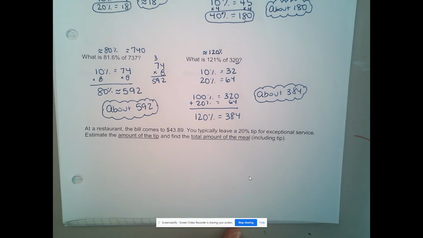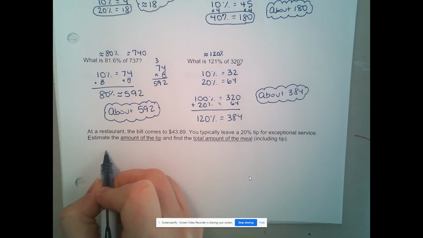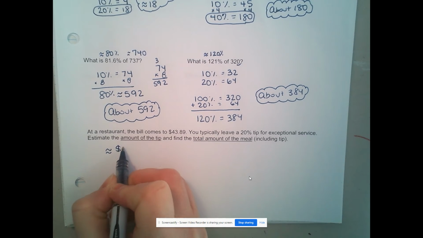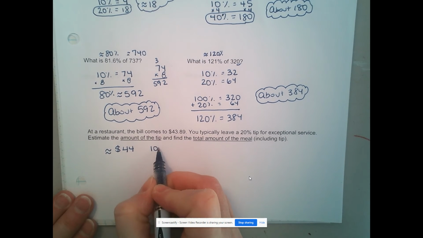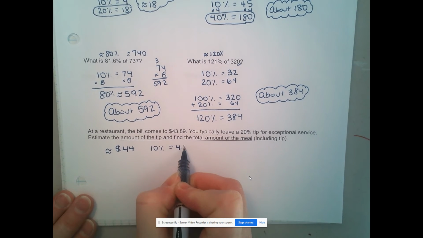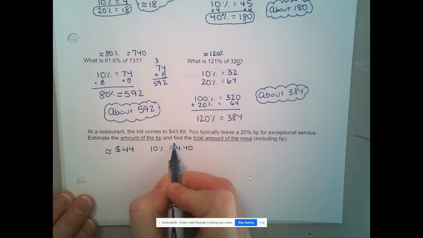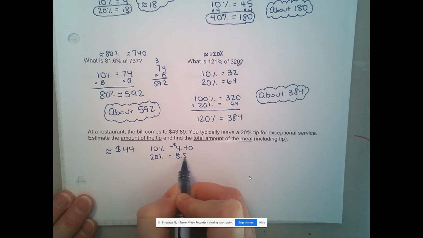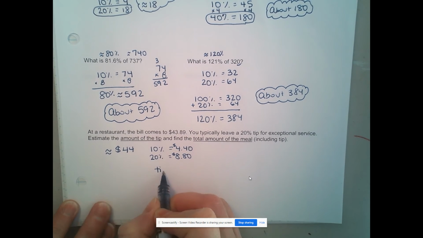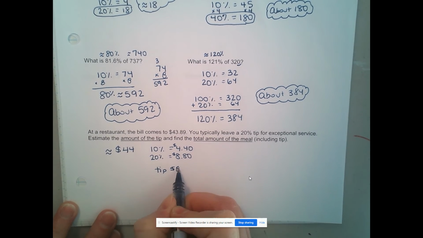Last but not least, at a restaurant, the bill comes to $43.89. You typically leave a 20% tip for exceptional service. Estimate the amount of the tip, then find the total amount of the meal, including the tip. So I'm just going to pretend that this is a $44 meal because $43.89 is not really friendly. I'm going to say that 10% would be $4.40. So 20% would be $8.80.